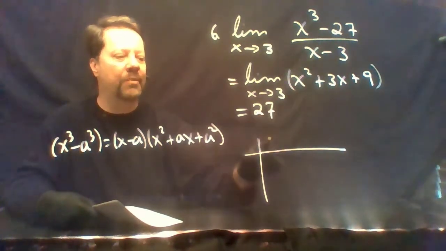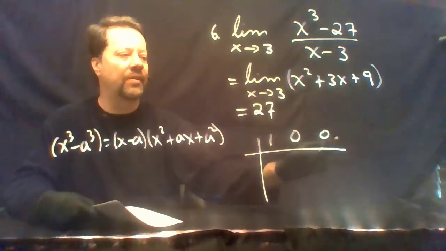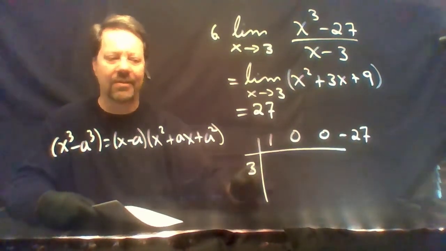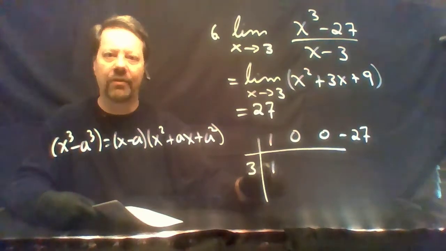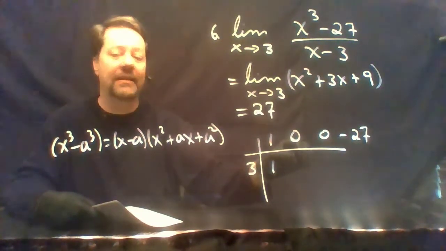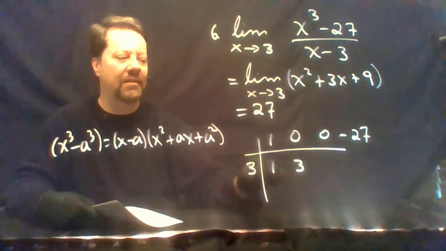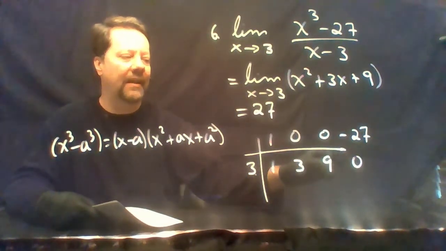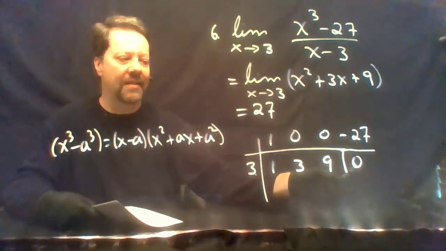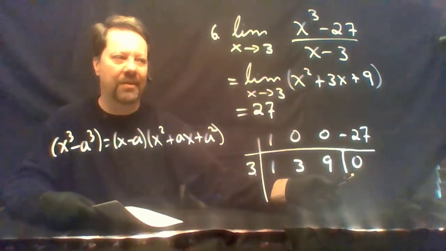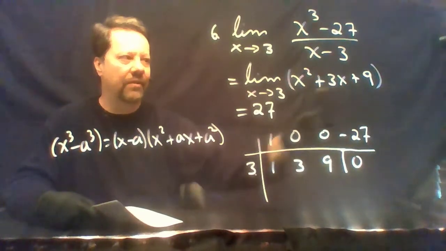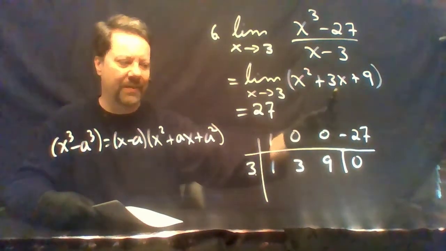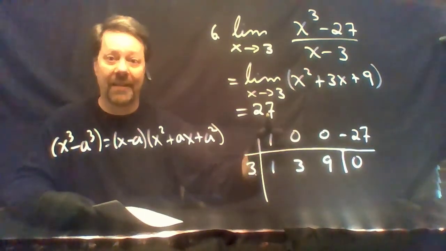The coefficients in the numerator are 1, 0, 0, negative 27. The root of the denominator is 3. You always carry the leading coefficient down and then multiply and add. Multiply and add. Multiply and add. You see that this goes in evenly since there's no remainder. What's left are the coefficients of the polynomial in the division: 1x squared plus 3x plus 9. And then you get 27.